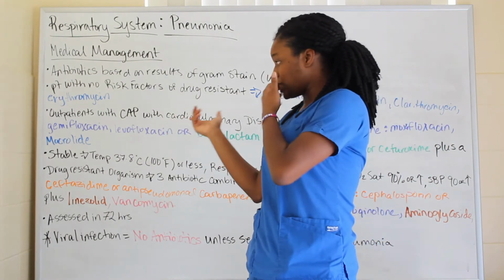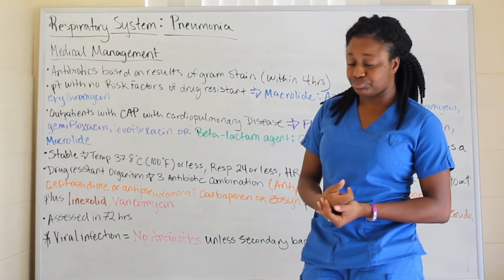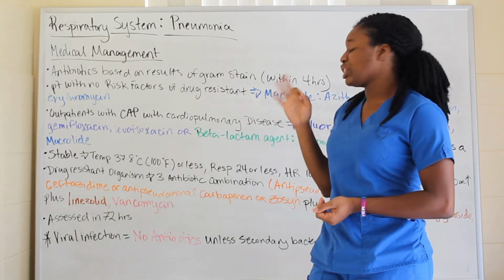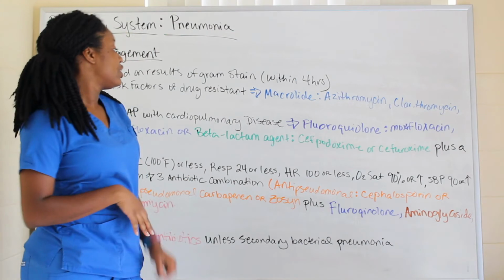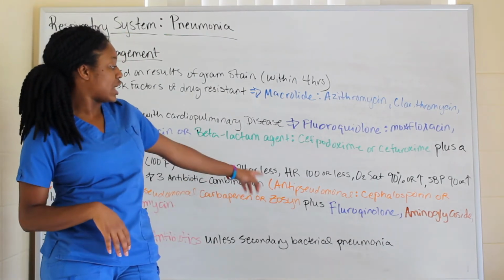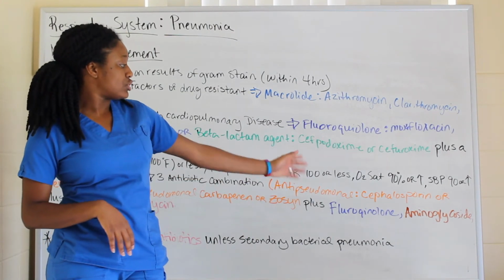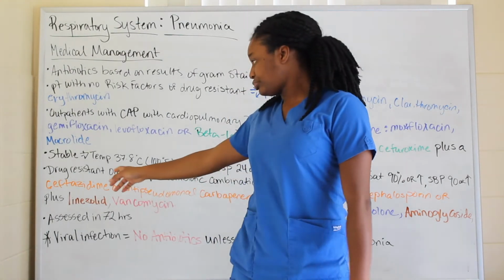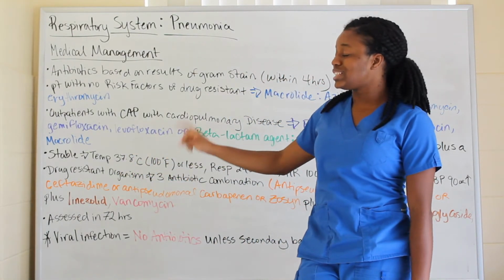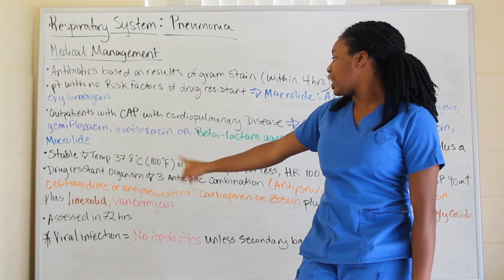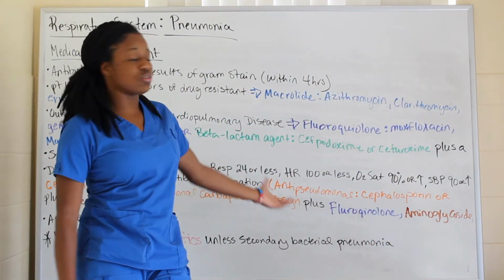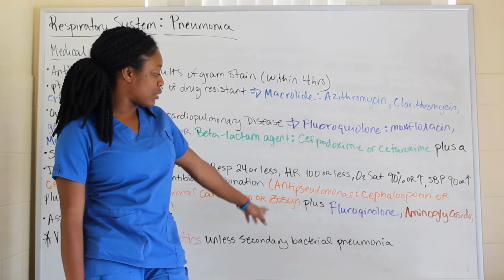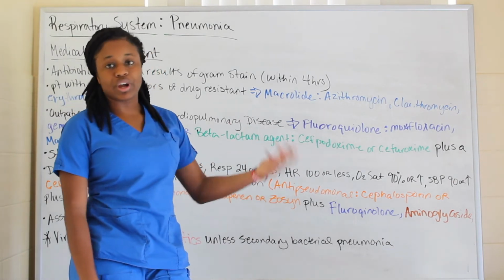Also, if the patient has a drug-resistant organism, sometimes they can use a 3 antibiotic combination drug therapy. What they will use is your anti-pseudomonal, which is your cephalosporin or your ceftazidime, or your anti-pseudomonal carbapenem, or your Zosyn, okay? A lot of times I've used Zosyn quite frequently.